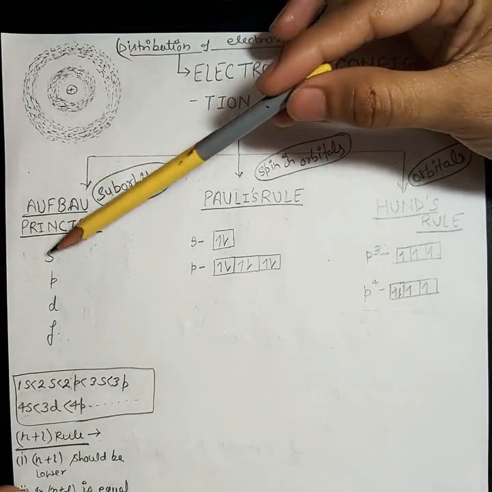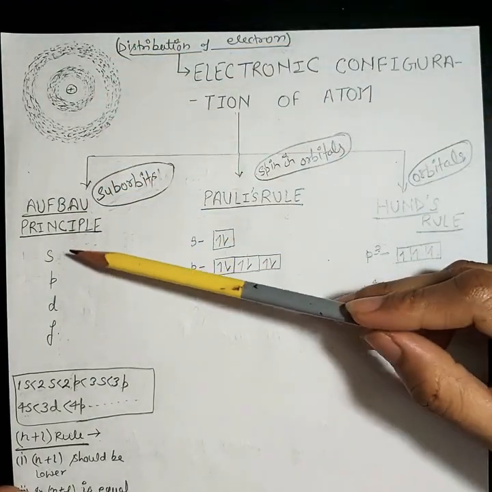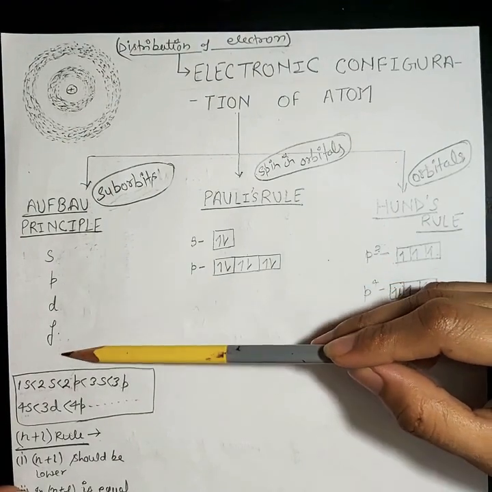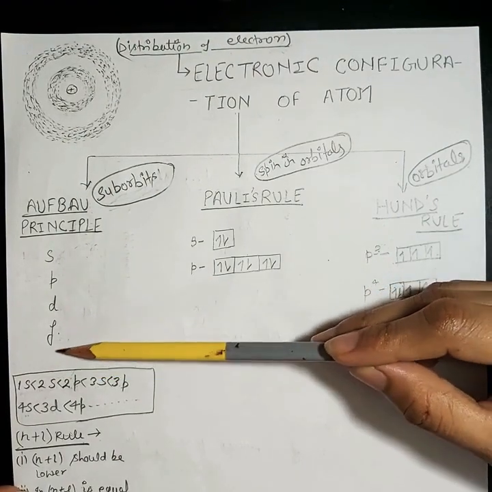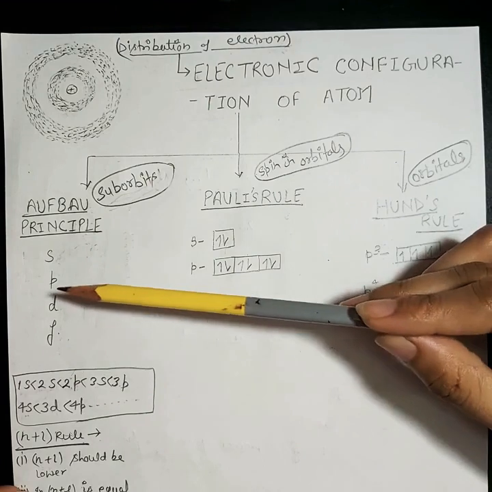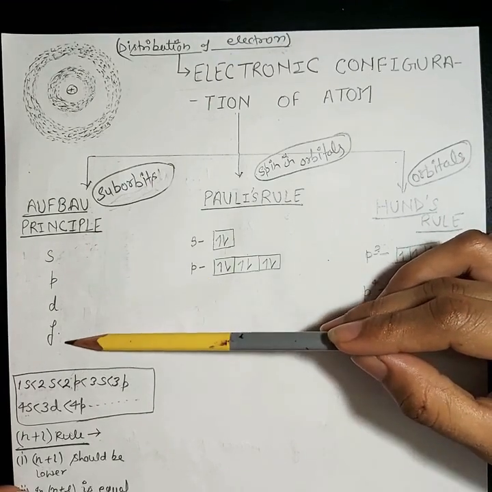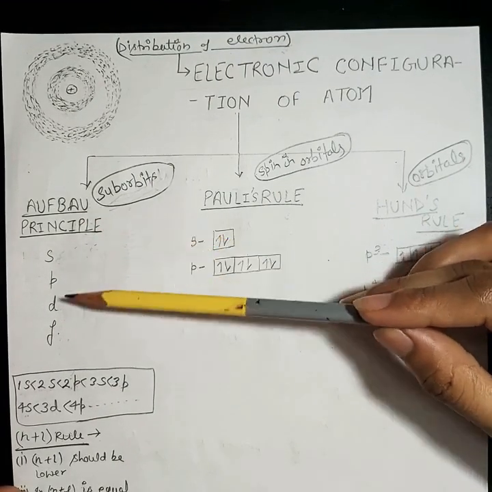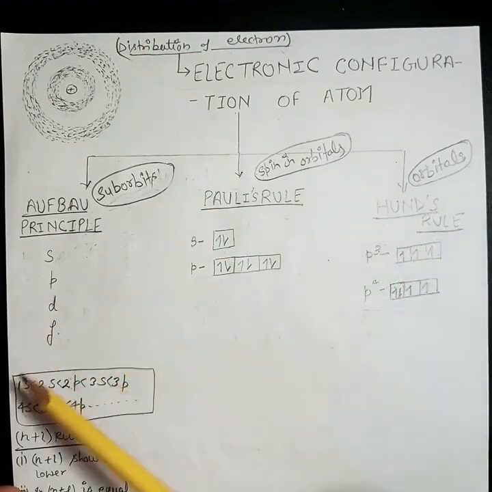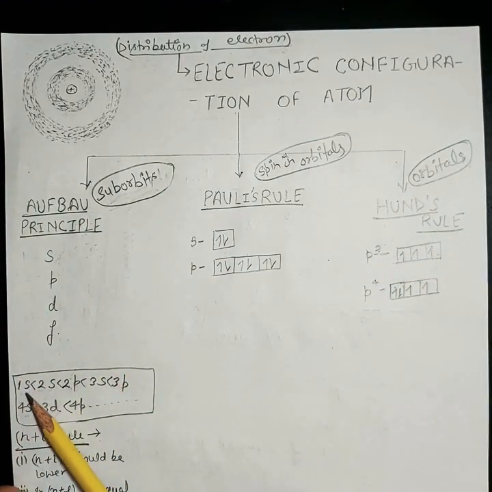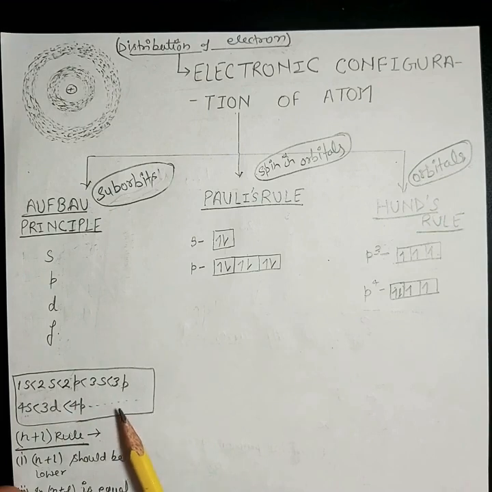So now we know that we have four suborbits, s, p, d, f. As I already told you, it can be more than 4, but we'll talk about only s, p, d, f. Okay, so according to this principle, electrons will fill like this. They will fill in 1s suborbit first, and then 2s, and then 2p, and then 3s, and so on. Why? Because these suborbits are in increasing order of energy.